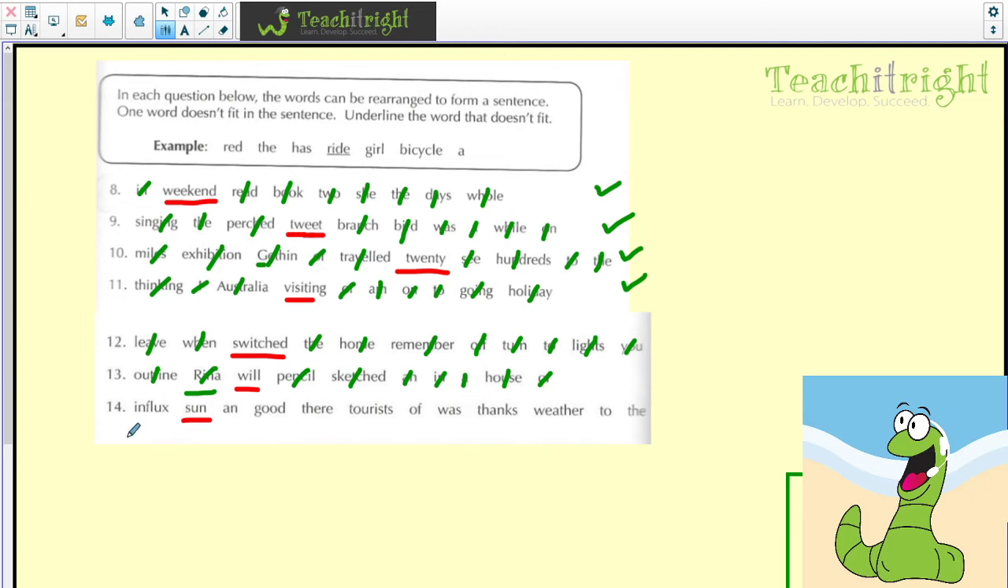Influx. An influx means a lot of. So if you didn't know what that meant, let's just read the whole sentence. Influx, sun, good, tourists, of, was, thanks, weather, to the. So maybe thanks to the weather, there was an influx of tourists. "An" is a useful word because, of course, there needs to be a vowel after that. So that might be influx, possibly. But let's just read out the sentence. Thanks to the good weather, there was an influx of tourists. So brilliant if you got sun as your superfluous word or the unnecessary word.